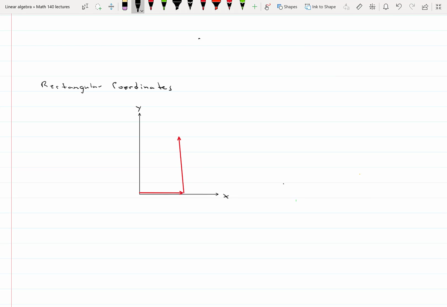Let me do this. I should have practiced this a little bit. X displacement, y displacement. Now we would state the resulting location or point as an ordered pair x comma y. And notice I changed my verbiage from an x distance to an x displacement.